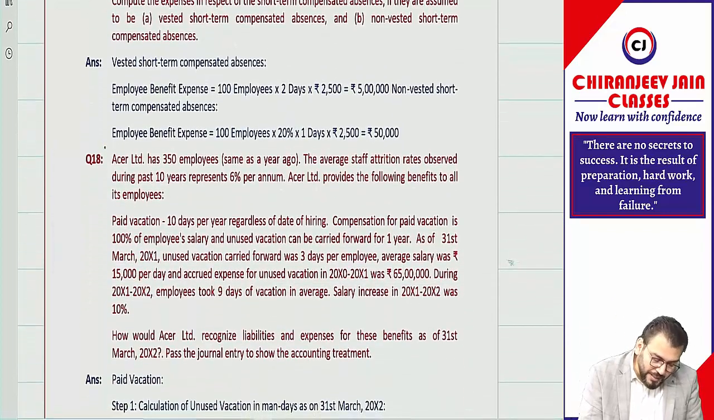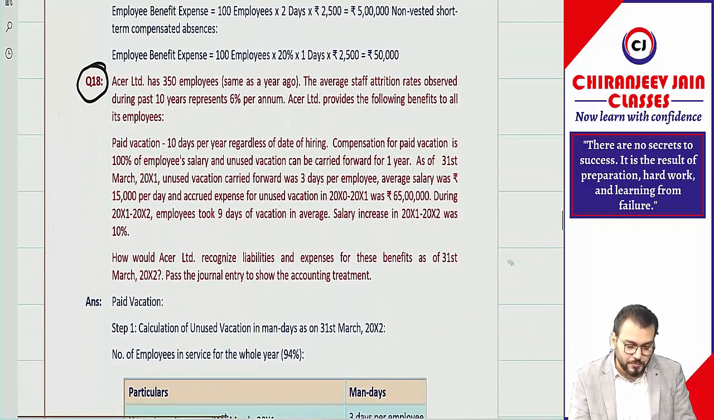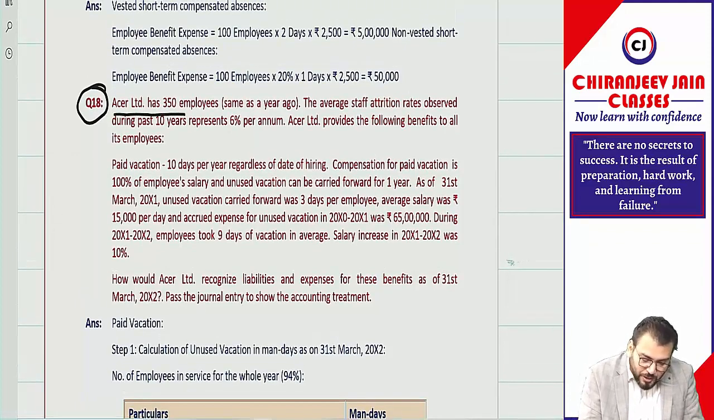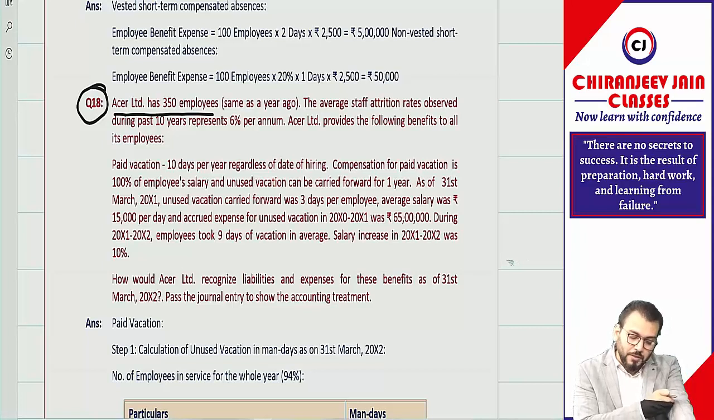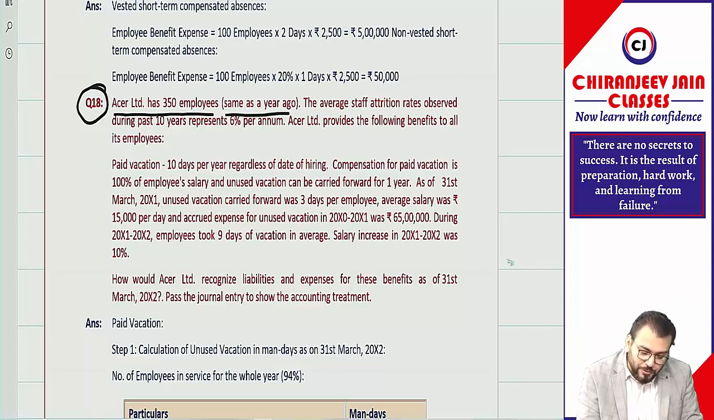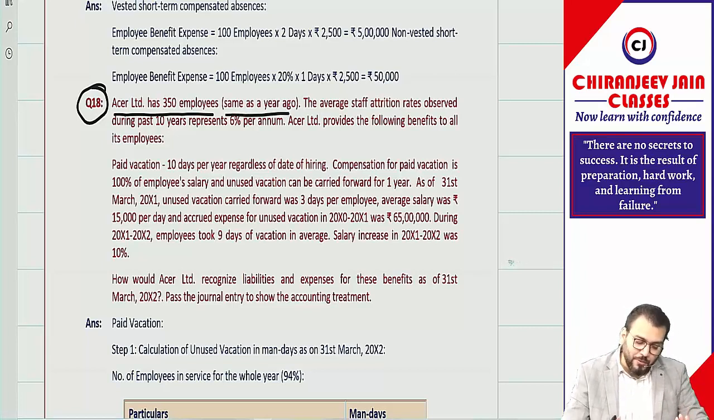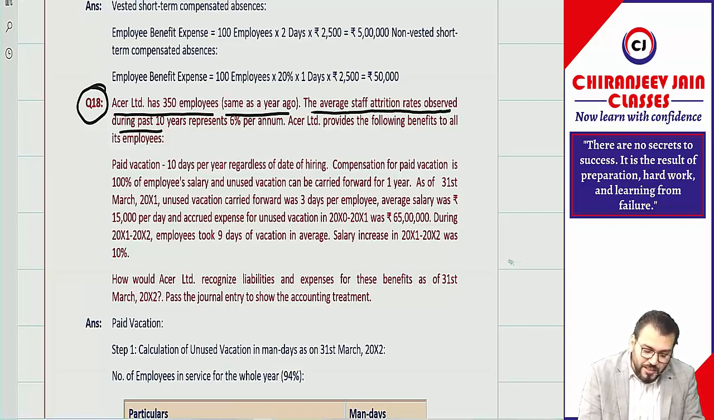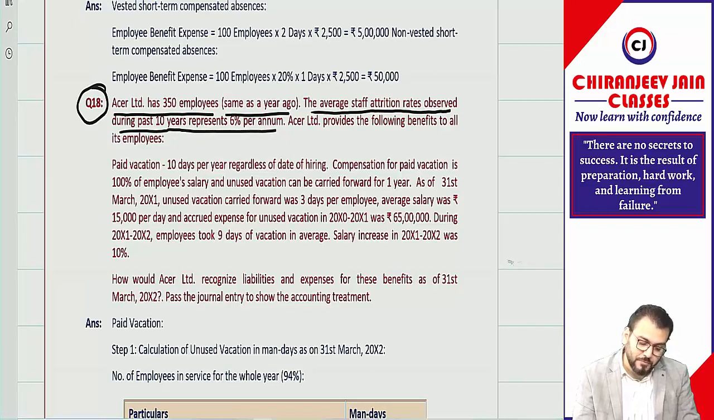Come to question number 18. Good question. SL Limited has 350 employees, same as a year ago. Means last year also they had 350 employees. The average staff attrition rate observed during the past 10 years represents 6% per annum. So average staff attrition rate.